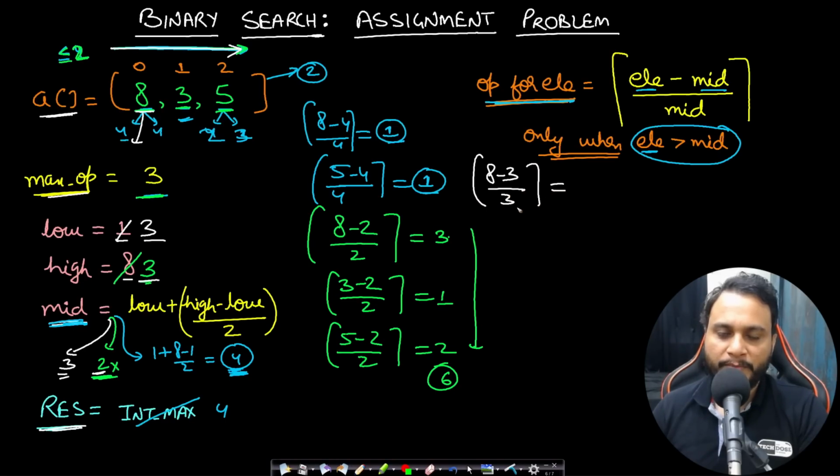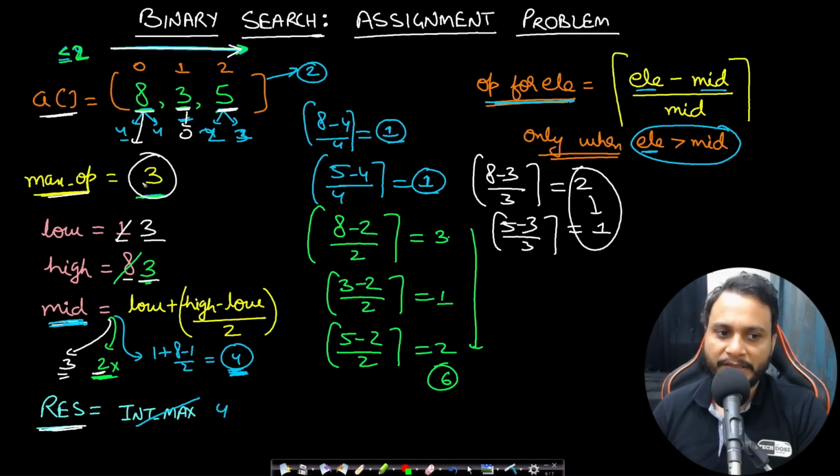That means it will be 5 by 3 ceil, which will be 2 operations. For this 3, I don't need to do any operation, so this will be 0 operations. For this 5, I want to do 5 minus 3 by 3. That means 1 operation. So the total number of operations done are 3.